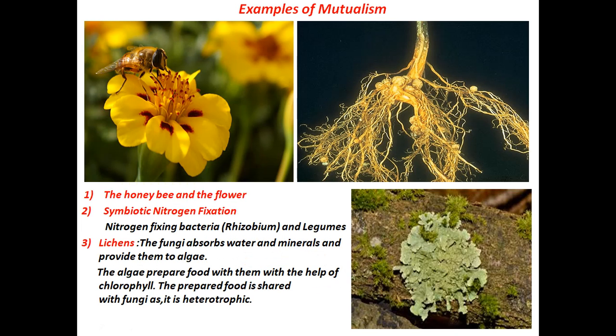All right, here are some examples of mutualism. First is the relationship between the honeybee and the flower. This is a positive relationship because the honeybee gets its food by sucking the nectar out of the flower, and the flower in turn is pollinated, or you can say this honeybee helps the flower in pollination, and then only it can reproduce. So this is a mutualistic relationship, or you can say positive relationship, where both the species get benefit out of each other.